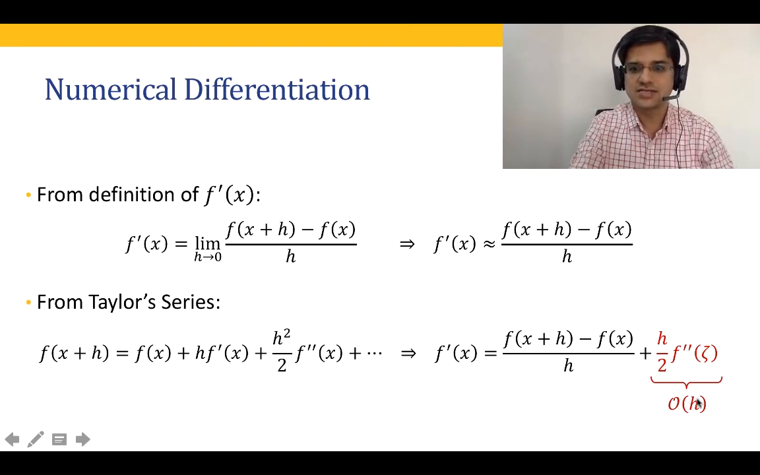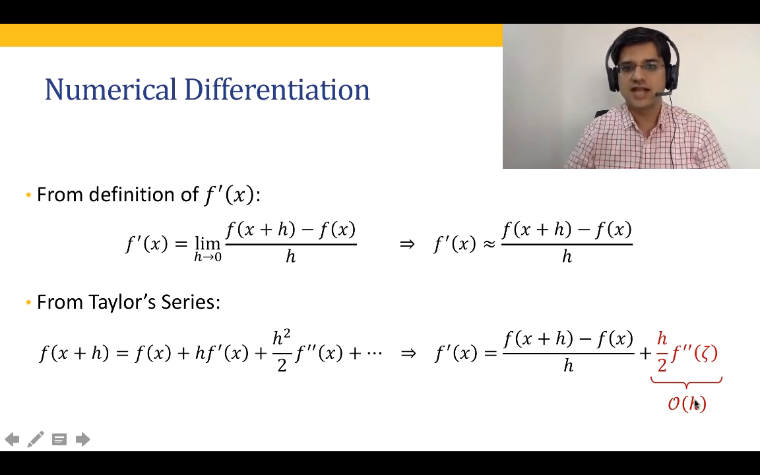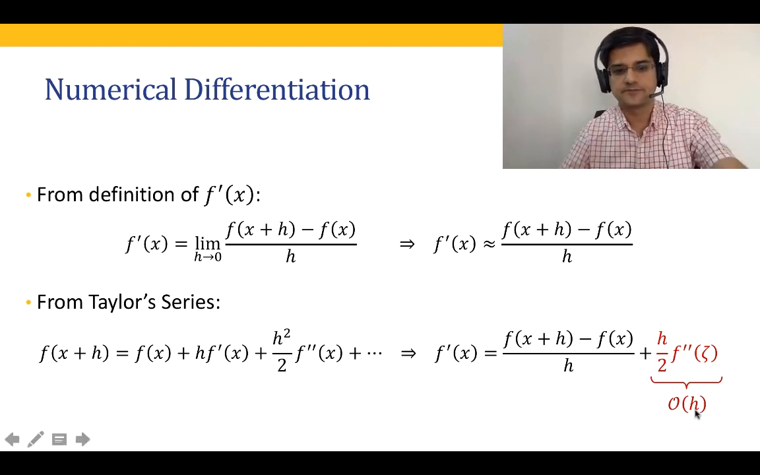Recall that this is the consequence of the fact that the method is h to the power 1 accurate, which means that when we decrease the h by a factor of 10, our error decreases by a factor of 10. When we decrease h by a factor of 100, our error decreases by a factor of 100, and so on and so forth. That is the meaning of the order of accuracy of any numerical method.